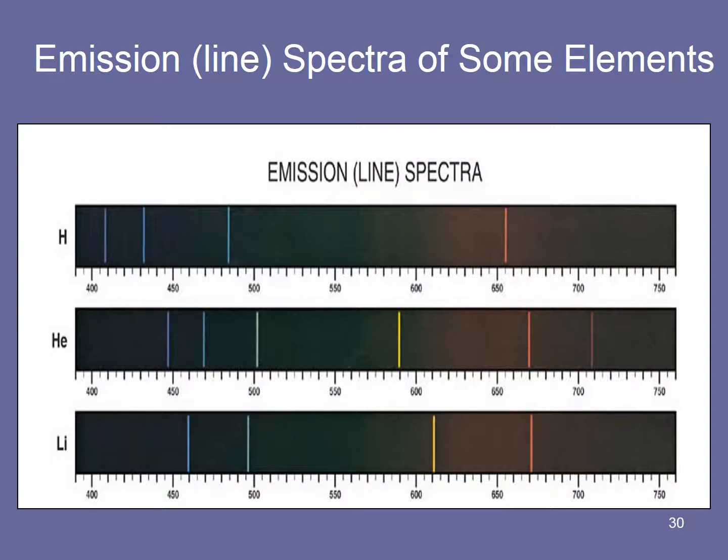There are the lines again. So n equals 3 will give us this red line. n equals 4 gives us that blue-green line. n equals 5 gives us the solid blue line. And n equals 6 gives us the more purplish line.